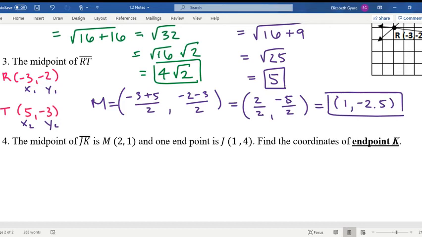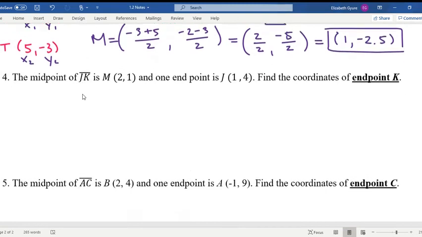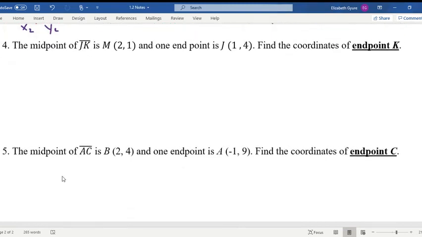Okay. And then for number 4, it says the midpoint of segment JK is M, which is 2, 1, and one endpoint is J, which is 1, 4. Find the coordinates of endpoint K. Now you have to read this carefully. A lot of people will just take these 2 points and plug it into the midpoint formula because they see the word midpoint. Read your problem carefully. It already gives you the midpoint. Midpoint is M, which is 2, 1. It doesn't want the midpoint. It wants your other endpoint.